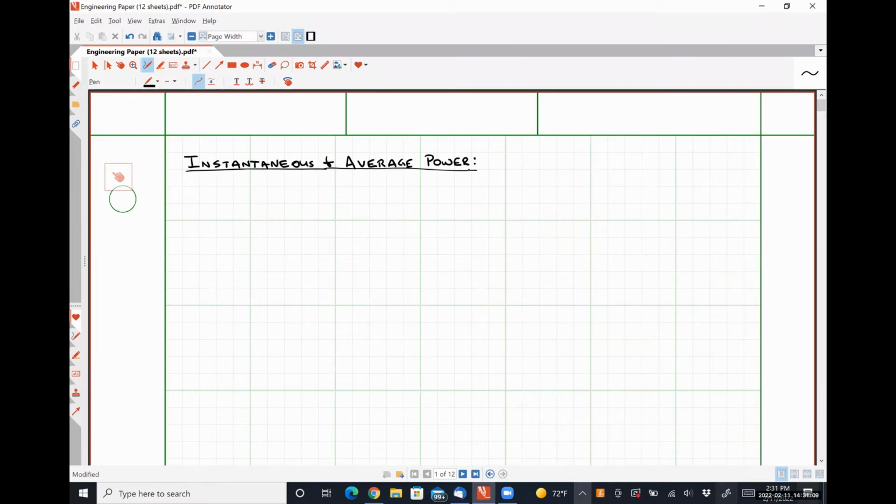So let's consider a generic black box network containing only linear components like resistors, capacitors, and inductors.